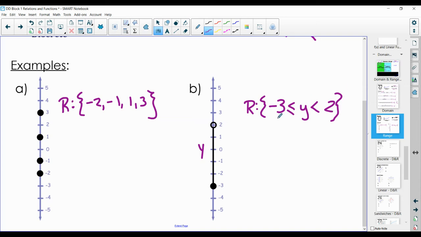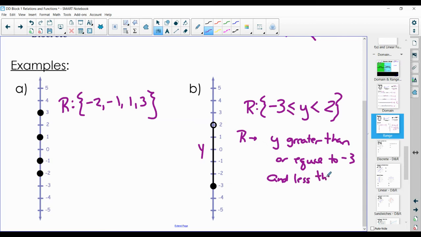So the way that we would read this is my range is y is greater than or equal to -3 and less than 2.